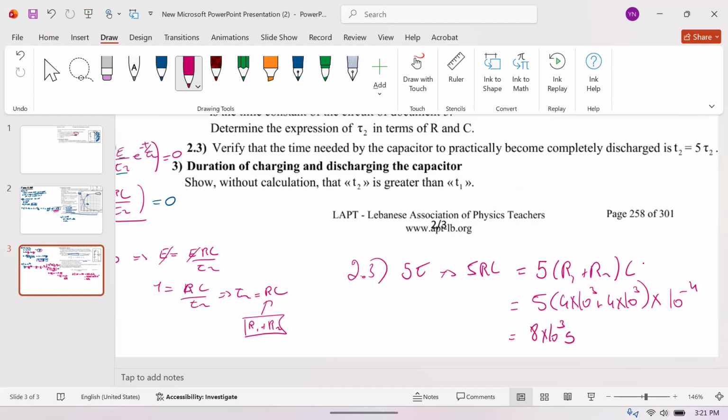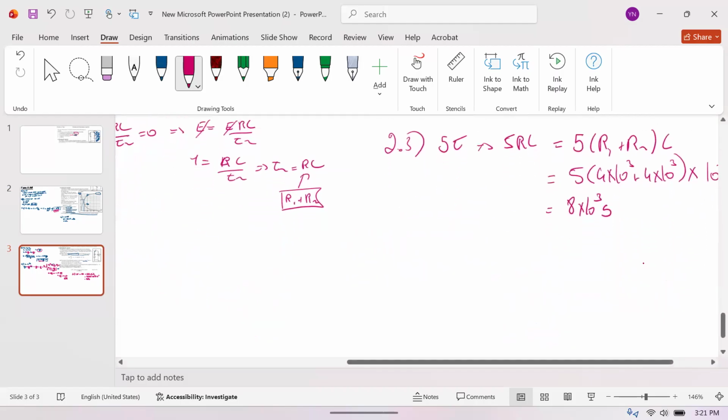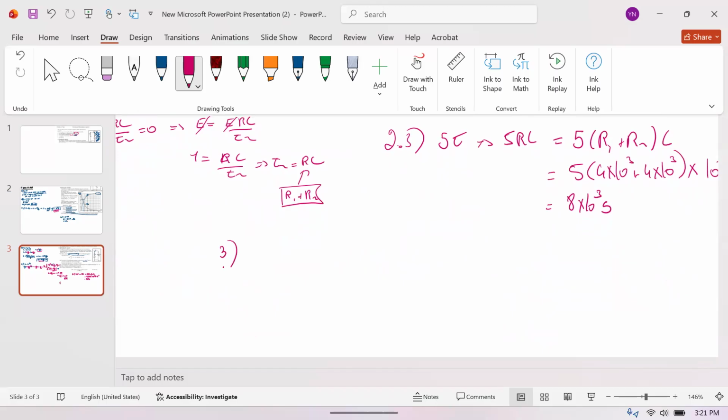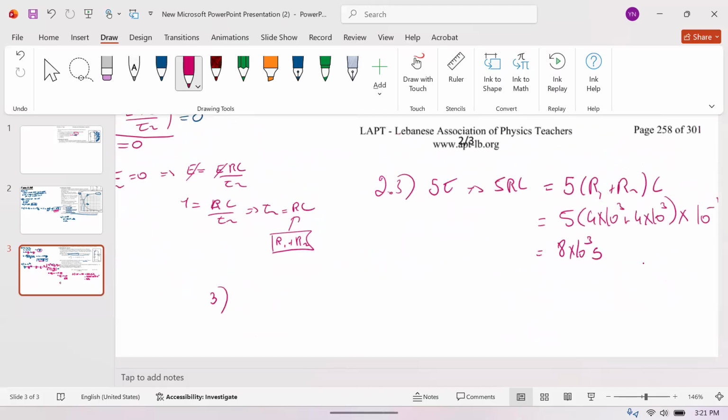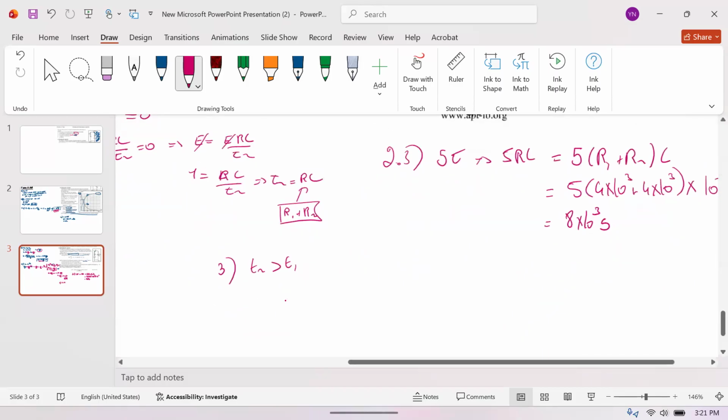Now, the last part, duration of charging and discharge, show without calculation that T2 is greater than T1. Why did we take more time? I just said that. Why did we take more time in the phase of discharge? Why is T2 bigger than T1? T2 is bigger than T1 because simply tau is dependent on R and C.